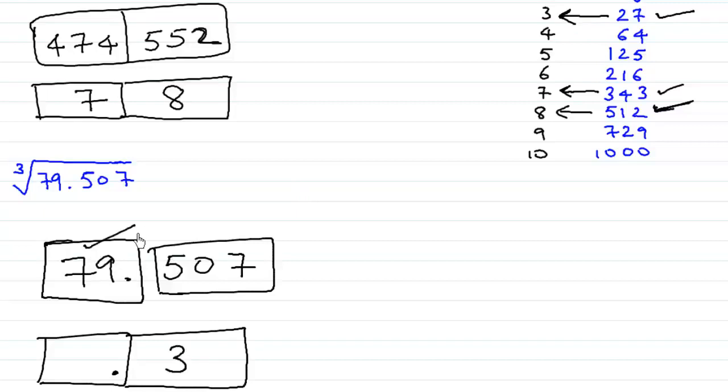And then 79. Where does 79 come? It comes between 64 and 125. Which is the smaller number? 64 is smaller. What is written opposite to that? 4 is written opposite to that. So the answer to this shall be 4.3.